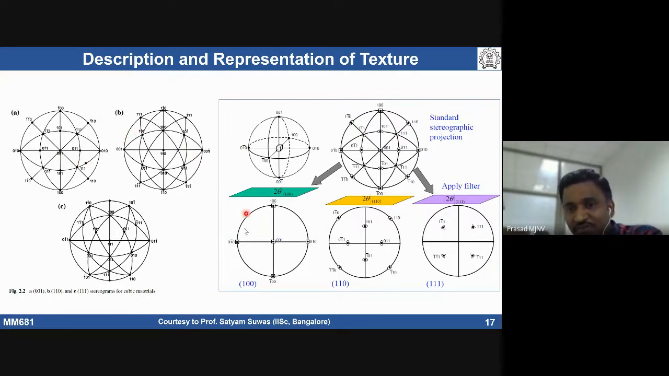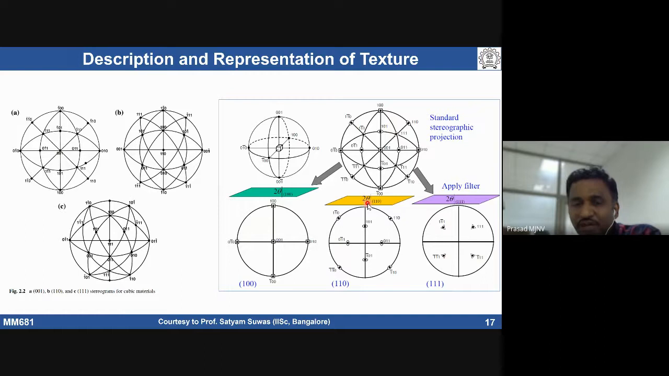A particular plane we project, say the 100 plane. What kind of things will be there? These are the poles, the corresponding poles, the orientations. One can project it just by putting a filter, and we can project that circle and get a particular projection. For simple cubic materials, we can take the 100 projection, the 110 stereo projection, or the 111. These are the simplest ones we use to understand the texture of a material.